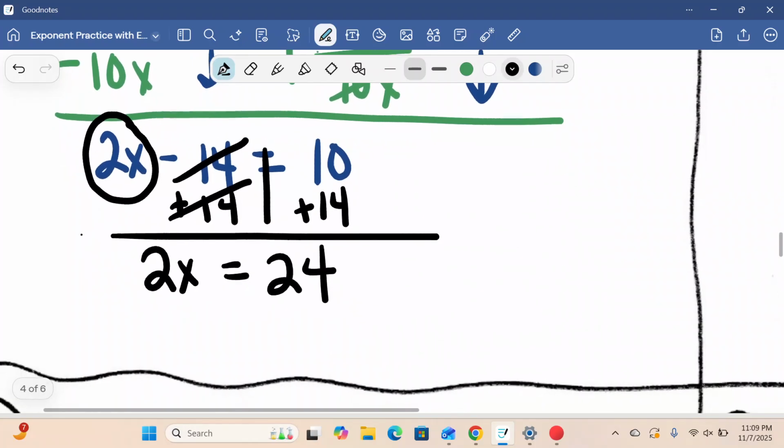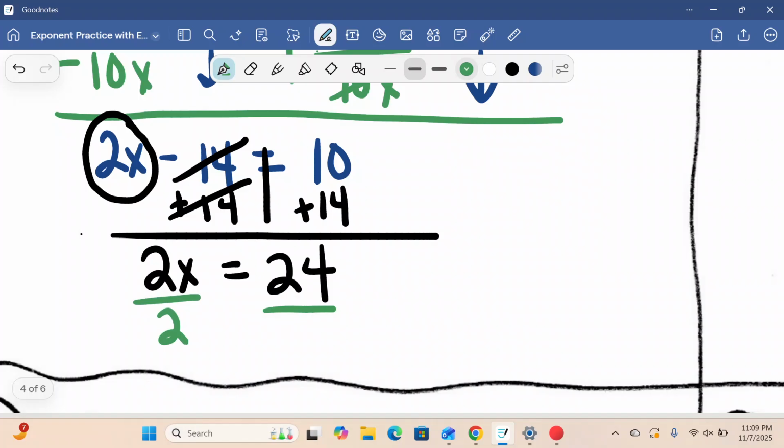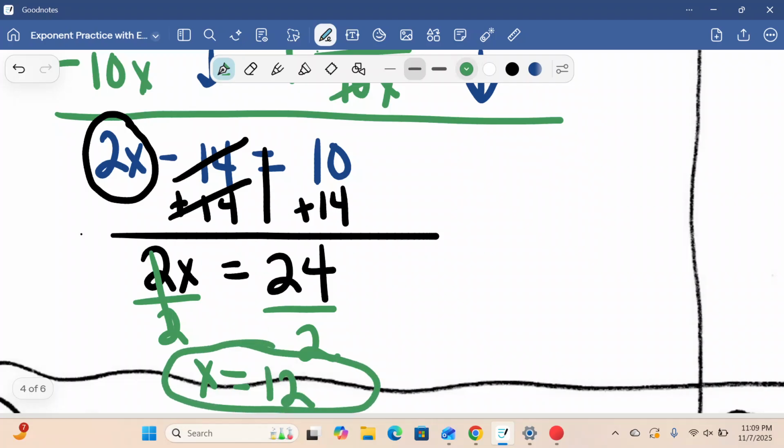But then again, I am not done because now I have 2 times x equals 24. I got to get rid of that 2. So I'm going to divide both sides by the number next to the letter, which is 2, and 2. And so that gives me x equals 12. Don't believe me that 24 divided by 2 is 12, then go ahead and put it in your Desmos, and the Desmos will do the work for you.